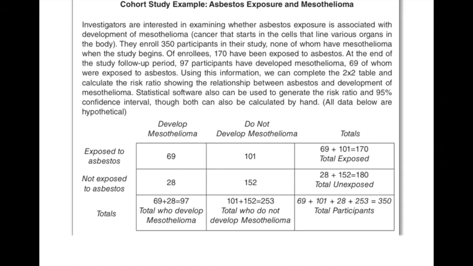So for this example, the RR is equal to A divided by A plus B, divided by C divided by C plus D. So to get this, you would take 69 divided by 69 plus 101, and then divide that answer by 28 divided by 28 plus 152. This comes out to be 2.61. So those exposed to asbestos have a 2.61 times higher risk of developing mesothelioma compared to those not exposed to asbestos.